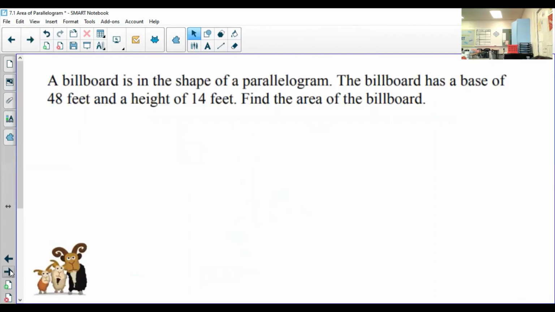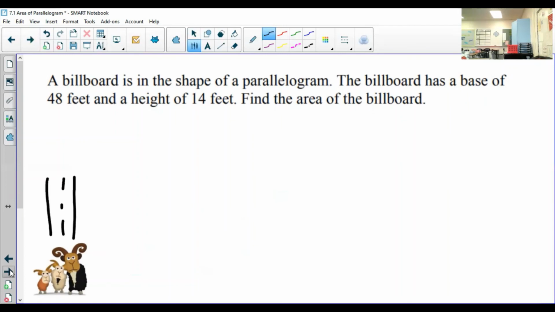All right, last one. A billboard is in the shape of a parallelogram. The billboard has a base of 48 feet and a height of 14 feet. So find the area of the billboard. All right, you know I'm going to draw a picture. Okay, so a billboard, right? Think of when you're driving down the road, and there's those signs on the side of the road. They're big, they're huge. They've usually got something like come eat at Perkins or make sure you shop at Target. There's my billboard off the side of the road.